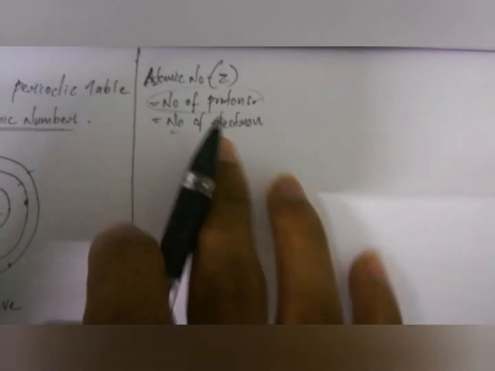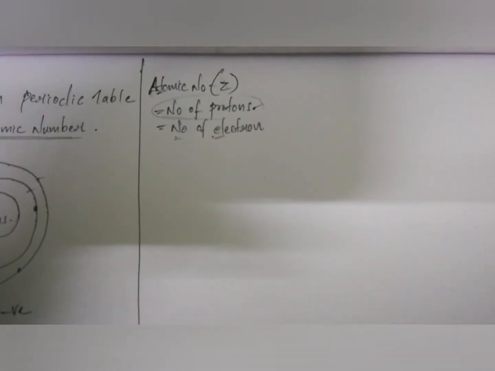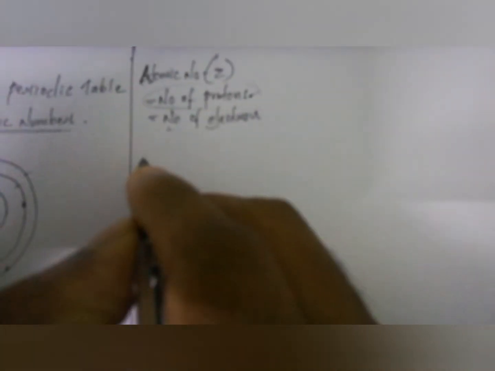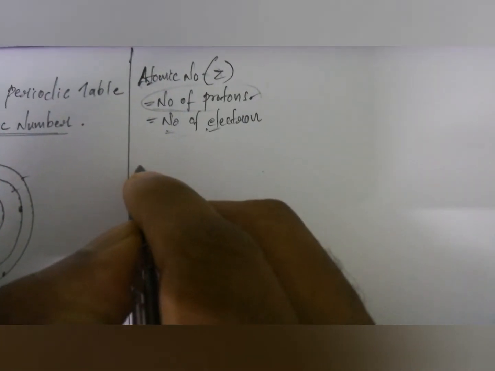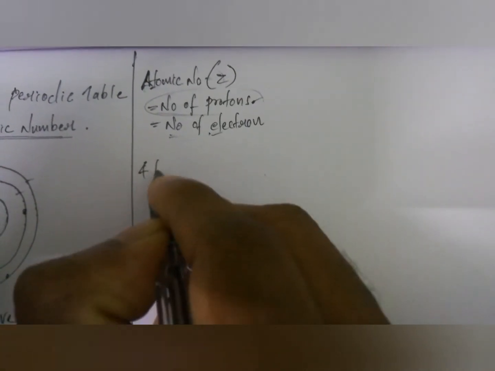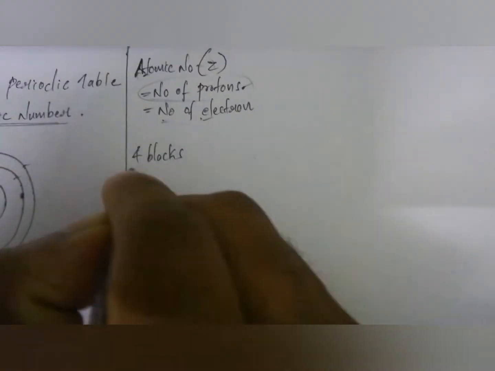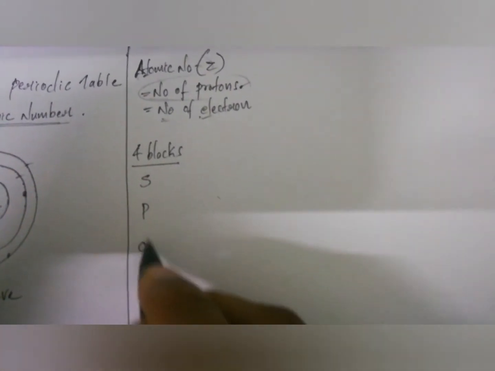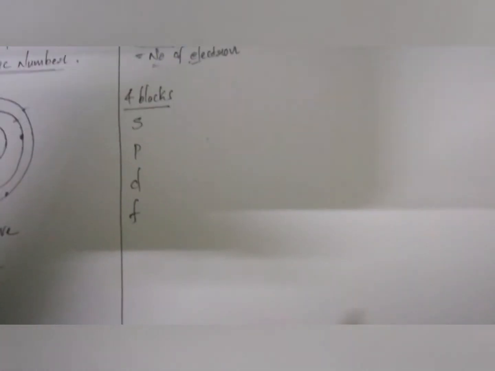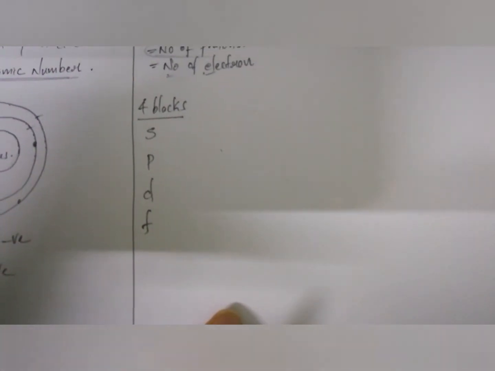Then let's check the periodic table. In the periodic table there are mainly 4 blocks. What are the 4 blocks in a periodic table? They are the S block, P block, D block, and F block.